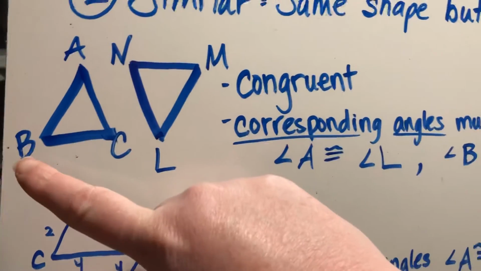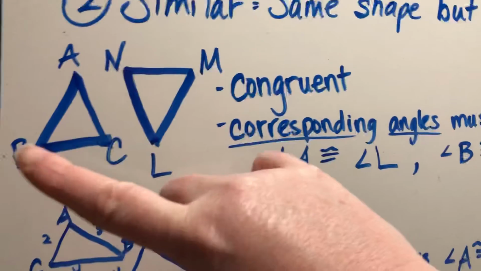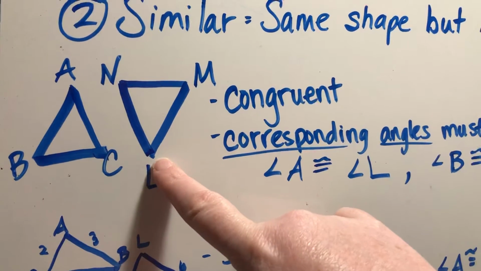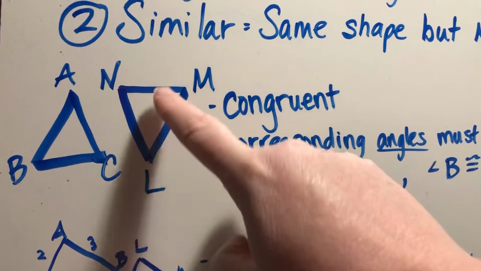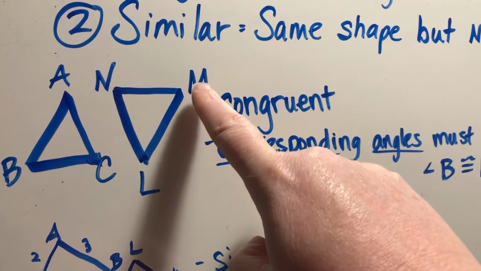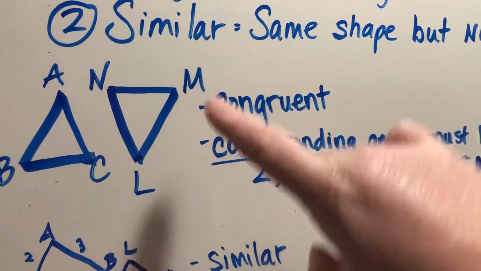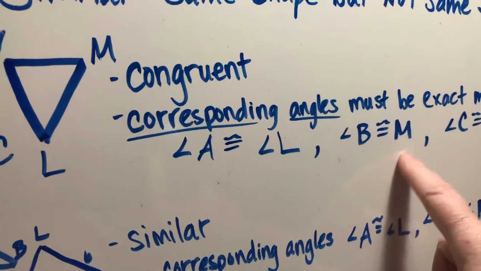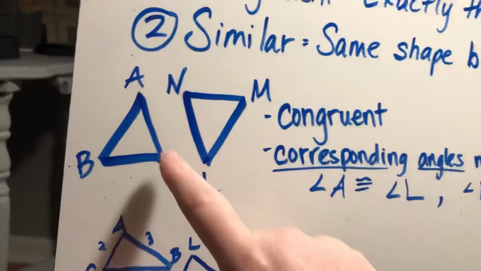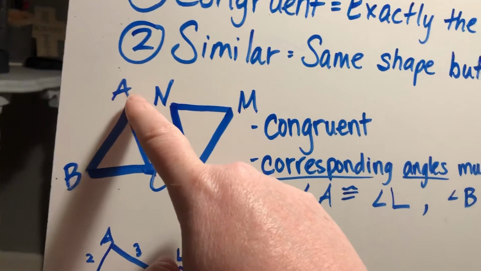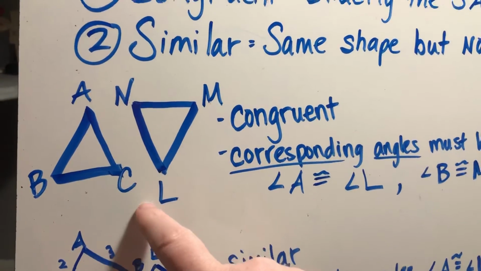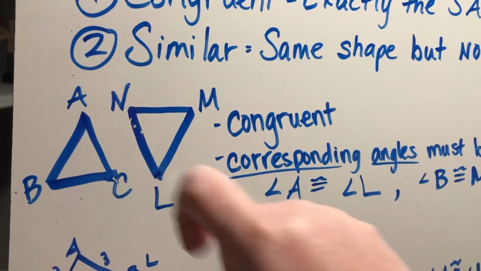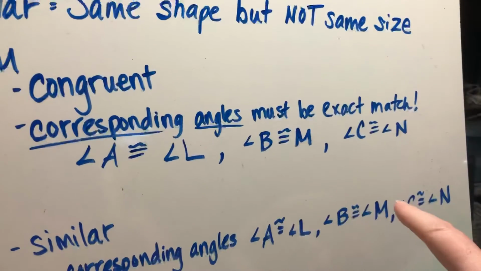A went down to B, which is going down and to the left. Now, if I go to L and I go the opposite, up and right, sorry, this is M. So B is the same as M. And now if I go from A down and right to C, and I go up and left, C and N are congruent.